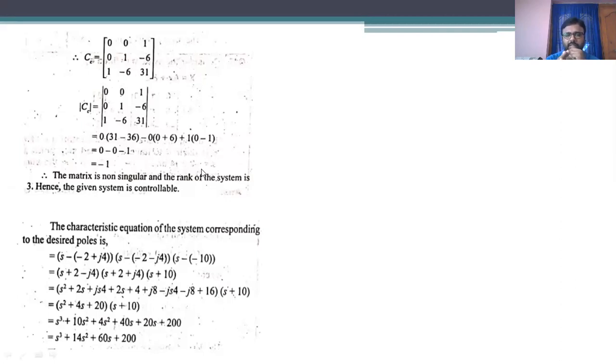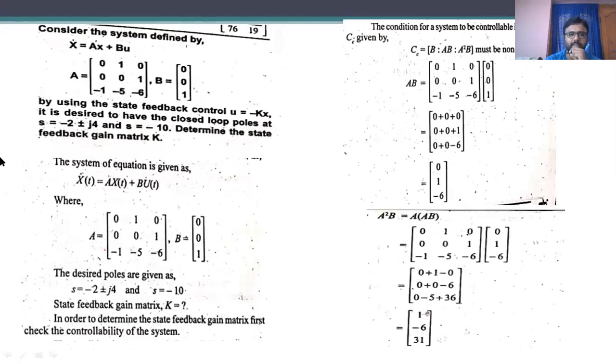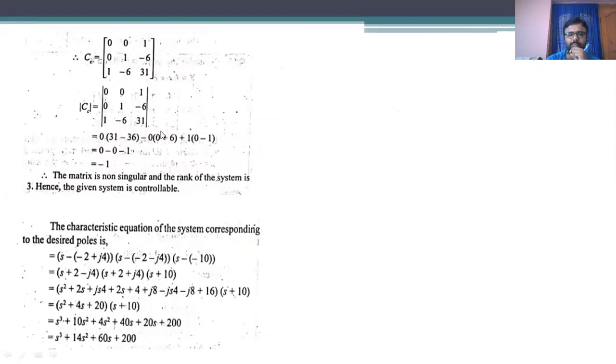So we have checked the condition for controllability, and after that we move to the calculation of the state feedback gain matrix. The first step is to determine the desired characteristic equation based upon the closed loop poles. We have three poles. The first pole is minus 2 plus j4, the second pole is minus 2 minus j4, and the third pole is minus 10.